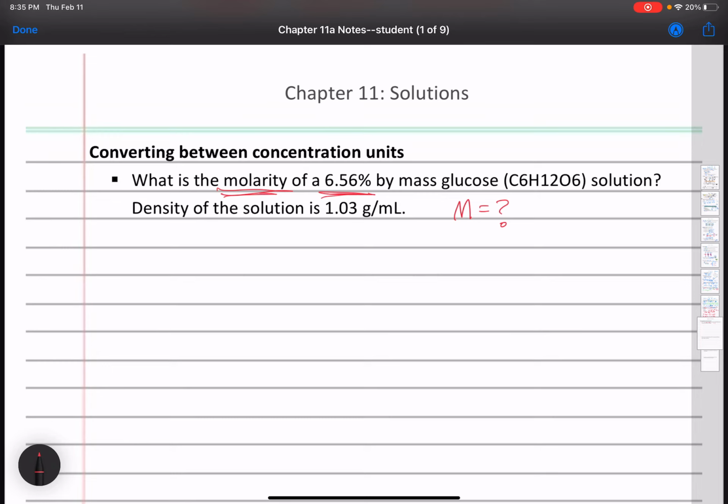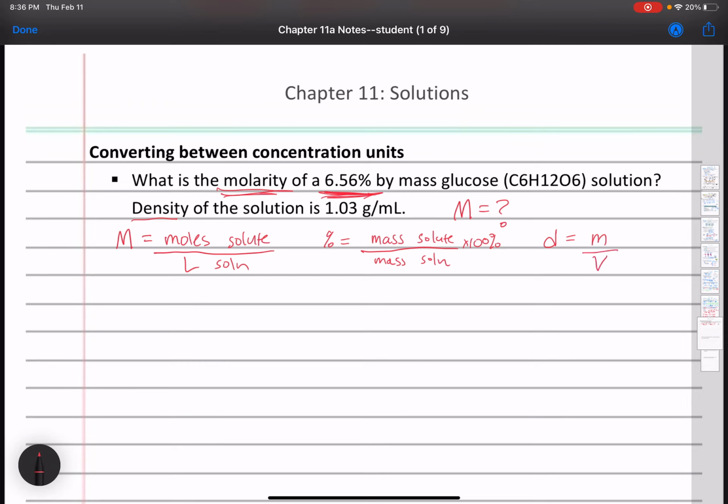So a good way to start organizing your problem solving is to write out equations. The equation for molarity is moles of solute per liter of solution. And I'm given the percent mass, so I'm going to write that equation out too. Percent mass is the mass of the solute over the mass of the solution times 100%. And I'm also given a density, so I'm going to write out the equation for density. Density is mass over volume.